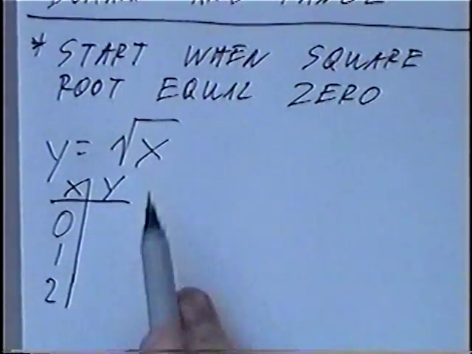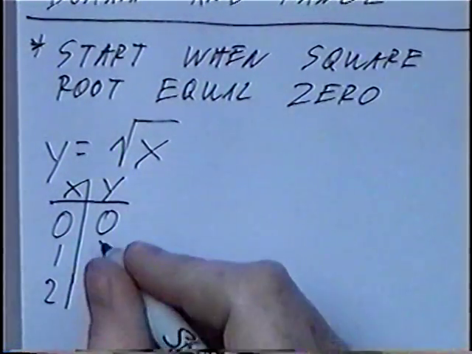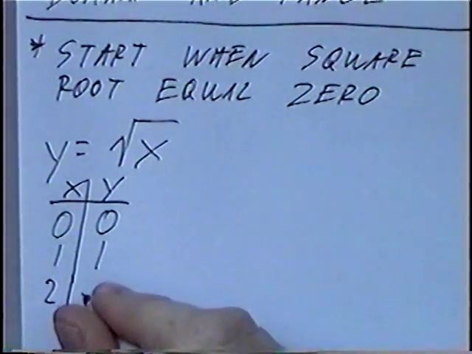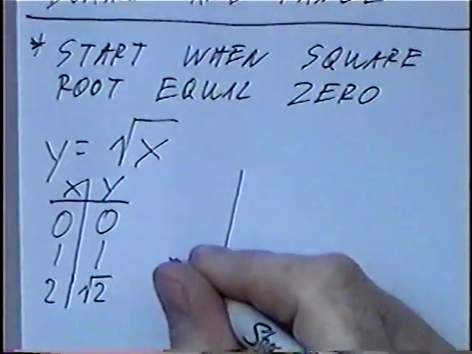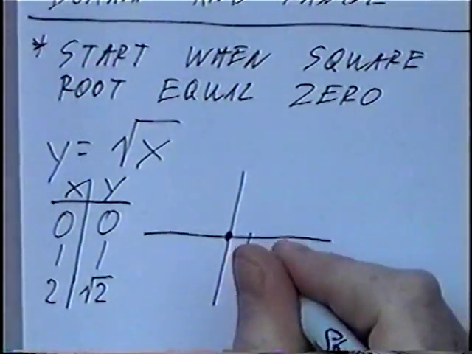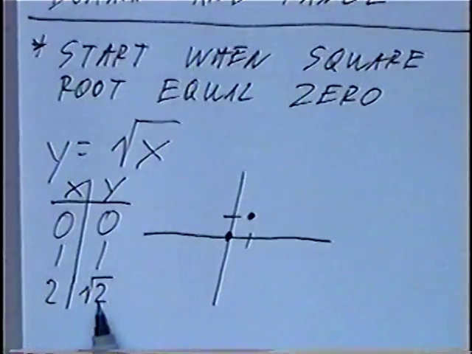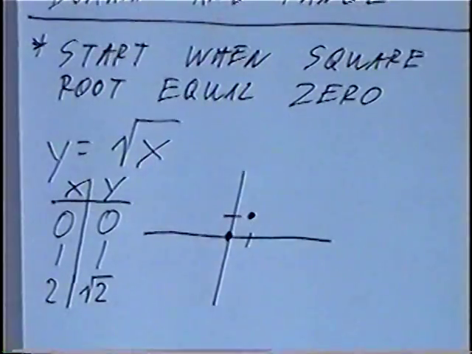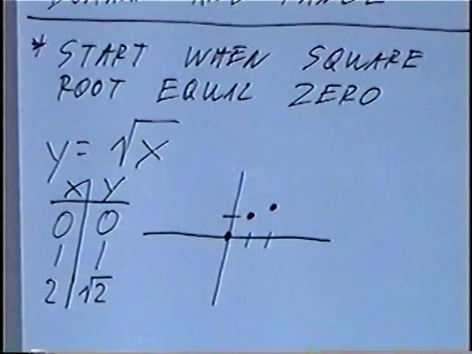If you plug a 0 in, square root of 0 would be 0. With a 1, square root of 1 would be 1. And plug a 2 in, the square root of 2 would be square root of 2. Graphing this on an xy axis, 0, 0 would be at the origin, 1, 1, and 2, square root of 2. You can either use a calculator to get the decimal, or you can estimate the square root of 2 would be a little bit above 1. We'll end up with 3 points.